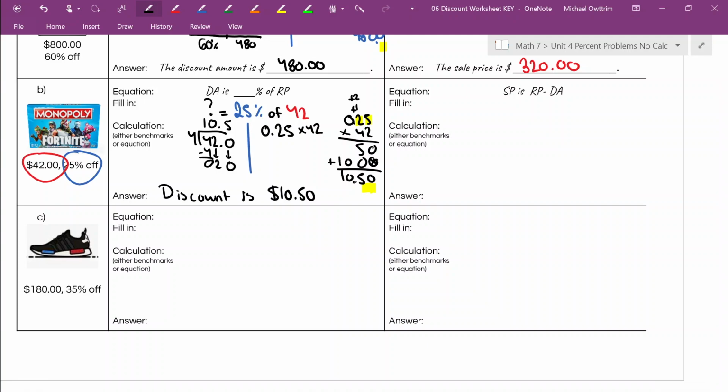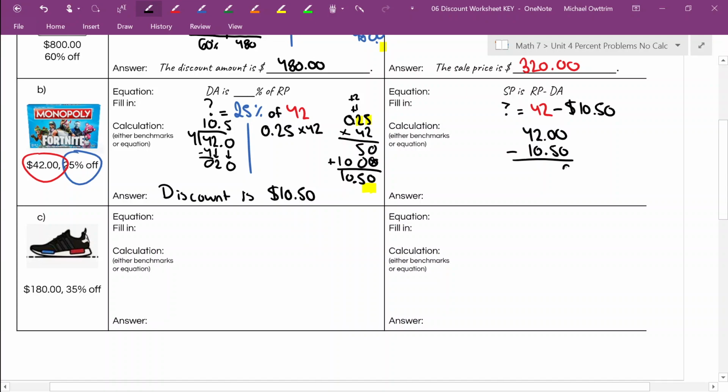Subbing that into our sale price equation, our sale price is going to be equal to our regular price of 42. We're going to need to take away from that our $10.50 that we just found in our discount amount. So let's set that up. 42.00 goes on top, 10.50 goes on the bottom. 0 take away 0. I can't do 0 take away 5, so I'll borrow. 10 take away 5 is 5, 1 take away 0 is 1, and 4 take away 1 is 3. So our answer is that our sale price is $31.50.